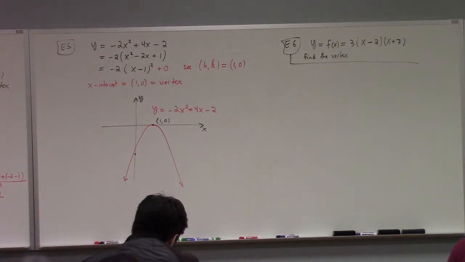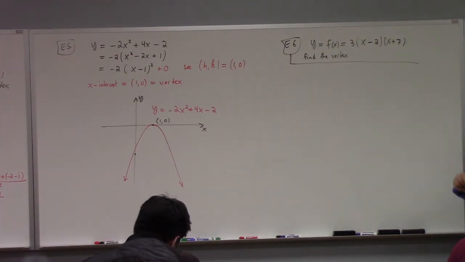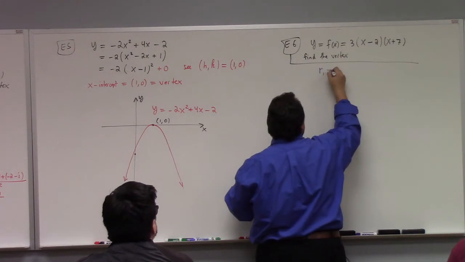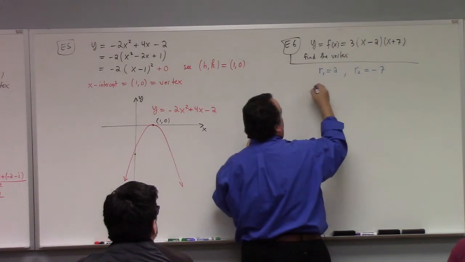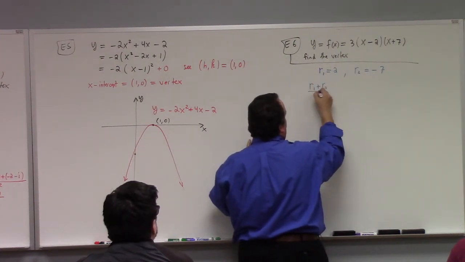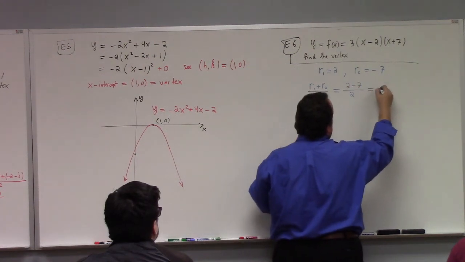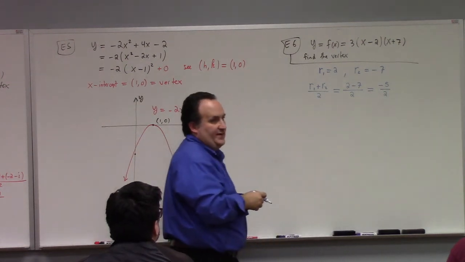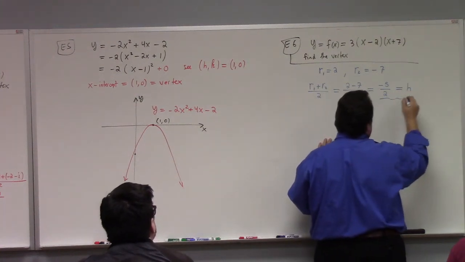I'm going to do it the way I think is easiest for you, okay? So I think the easiest way here is to look at it and go, aha, I know what the roots are. What are the roots? 2 and minus 7, right? R1 equals 2, R2 equals minus 7. So what's the average of the roots? I've got minus 5 over 2, right? So the average of the roots is minus 5/2. That's my h, right? That's the h.